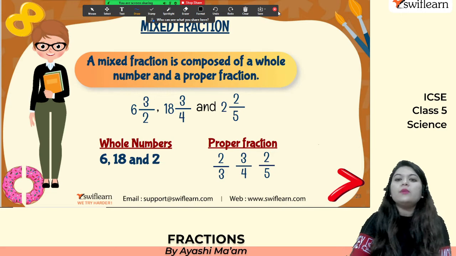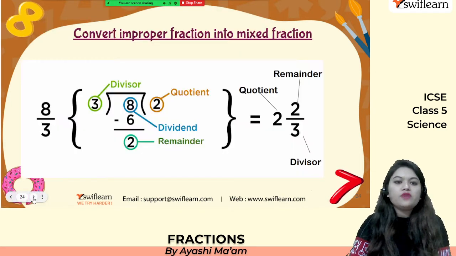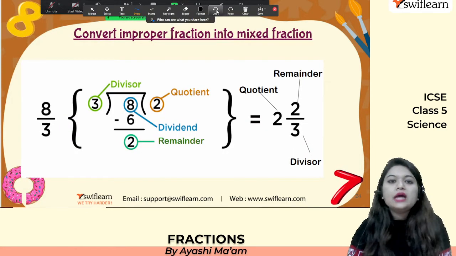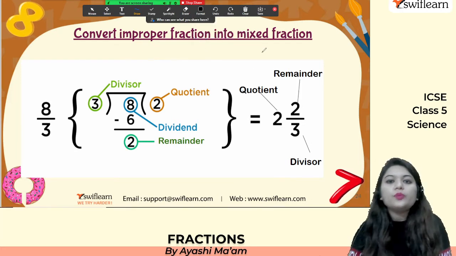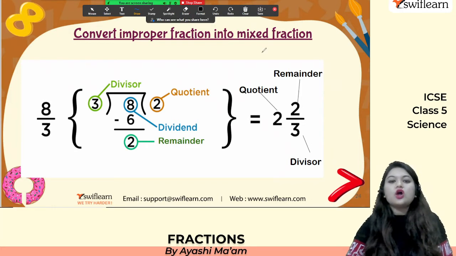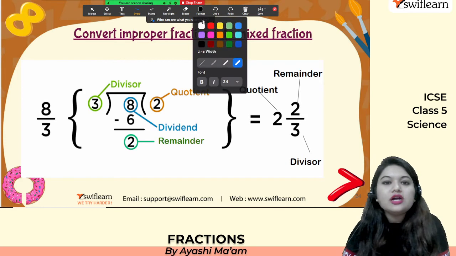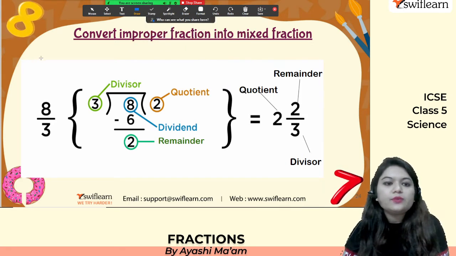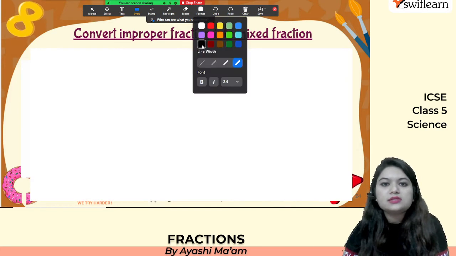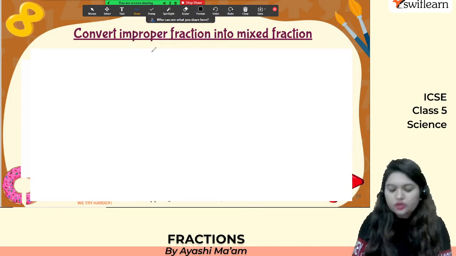2 is the whole number and 2 by 5 is the proper fraction. Now, you will be given to convert the improper fraction into a mixed fraction. So, I was already showing it to you, right? Conversion. So just see how this conversion is going to happen. Let me just do 8 by 3. All right, let's just do it. I'm going to do it in front of you.